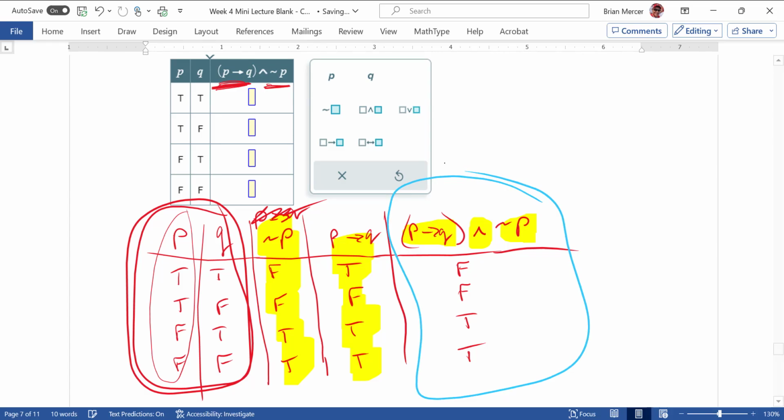So that's essentially your final answer. So again, as you make these, the key is adding extra columns. The key is building those columns one at a time until you have all the pieces of your overall statement, and then you can consider what you need to consider to evaluate the truth table for the overall statement. And when you do it that way, it keeps them fairly straightforward, fairly easy.